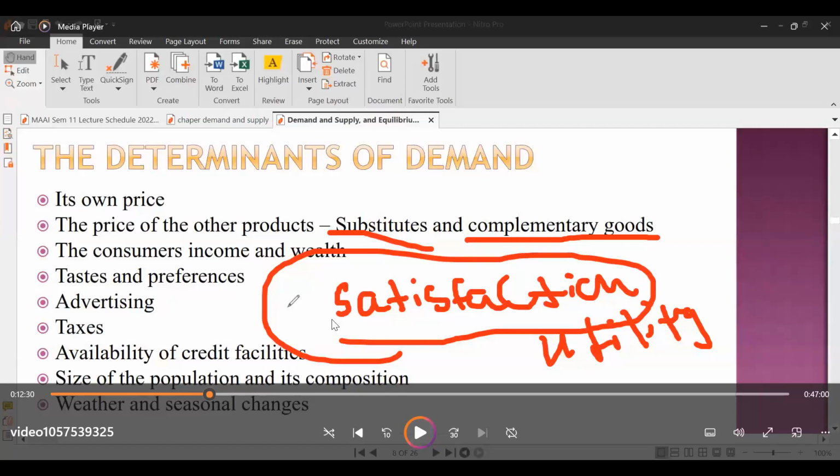Right? So we have to look into the prices of the related goods. The prices of other goods related to it are what we are looking into. Right? So then we can identify two types of related goods.